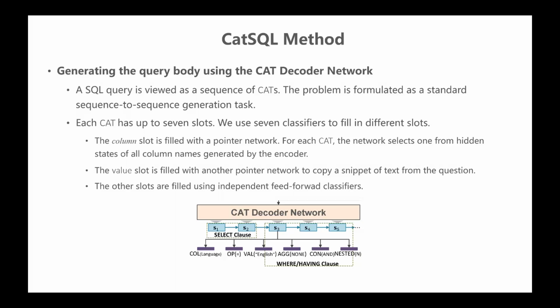For each column slot, we use a pointer network to select one column from the encoder hidden states of all columns. The value slot is filled using another pointer network to copy a snippet of text in the question. The other classifiers are independent feed-forward layers.